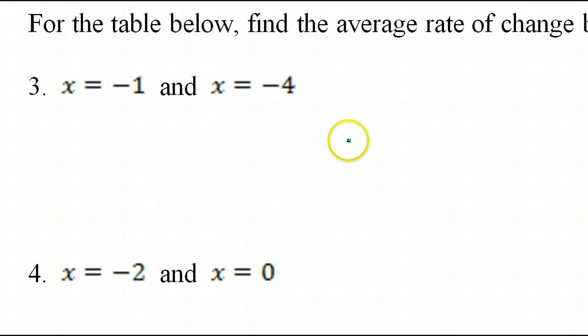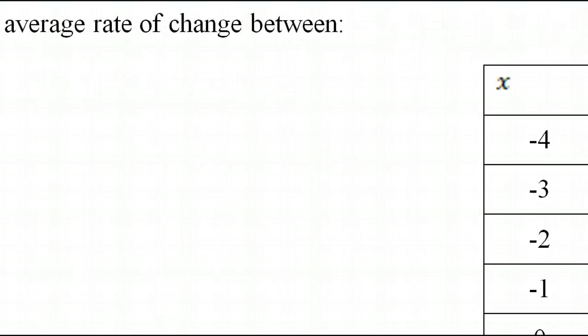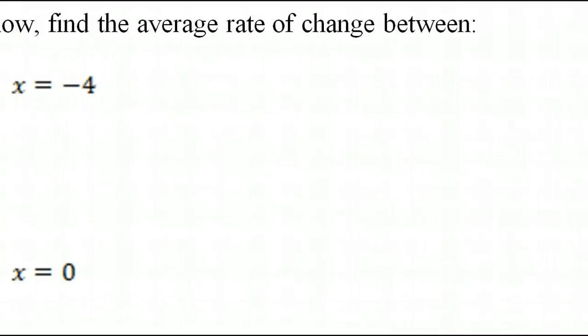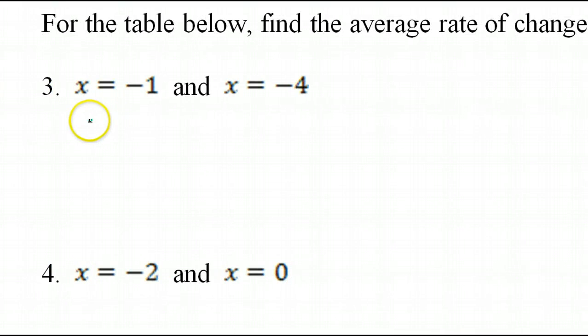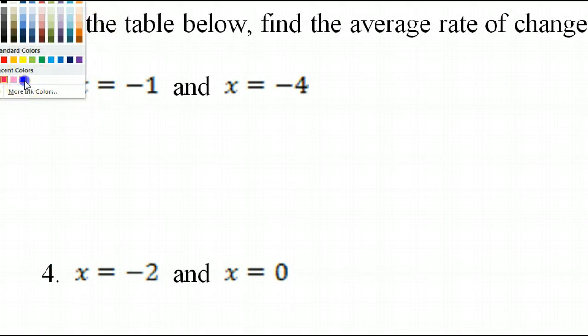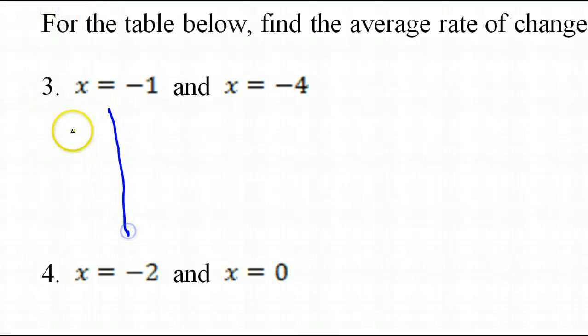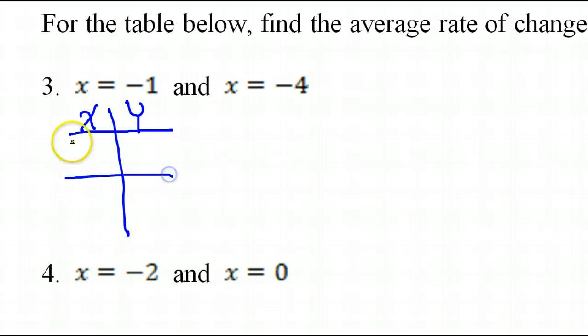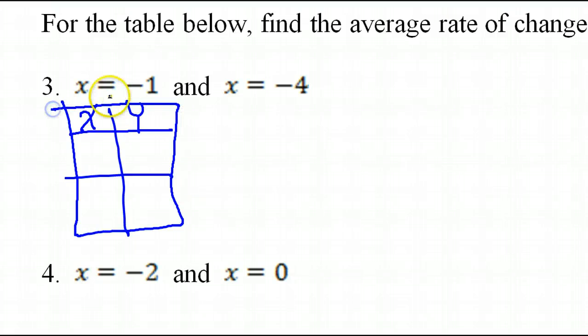Okay, for the table below, find the average rate of change. So we're talking about this table over here, I guess. Just like we did before, first thing you do is you make your little table of values. So I've got my x and my y, make spaces. My x values are negative 1 and negative 4. Now I need to find the y values that go with them.